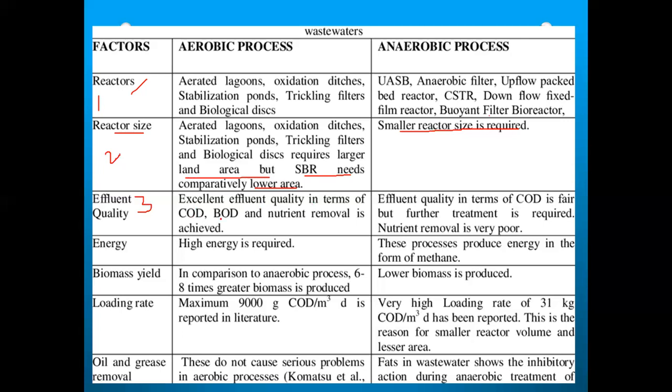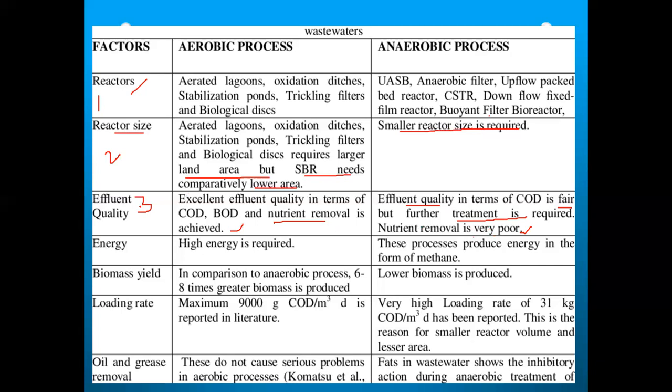In the aerobic process, because of the presence of oxygen, the effluent is of excellent quality in terms of COD and BOD, and nutrient removal is achieved, right? But in the anaerobic process, the effluent quality in terms of COD is normal, not excellent, just good or fair. Further treatment is required for this anaerobic process, and the nutrient removal is very poor in this anaerobic treatment process, right? Here the nutrient removal is good, but here the nutrient removal is bad.